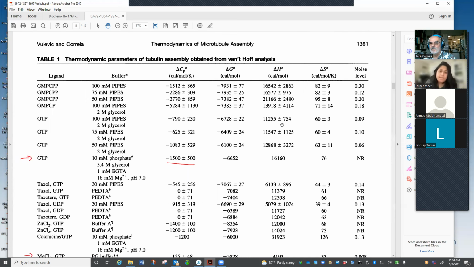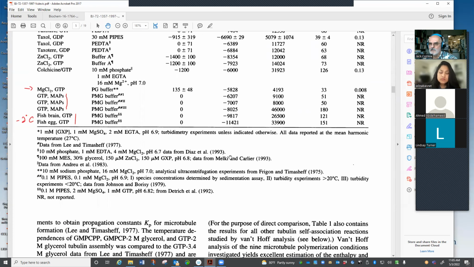Now, notice that the error bars are fairly big, actually. So it's about 33% from Lee and Timashev, and all of these are sort of in that same range or a little bit bigger. You know, they're about 30%. The enthalpies and the entropies are better determined, but they're fairly large error bars, okay? And so this is another criticism of a Van't Hoff method. You can't determine these numbers that well, and then you have these correlation issues, okay?